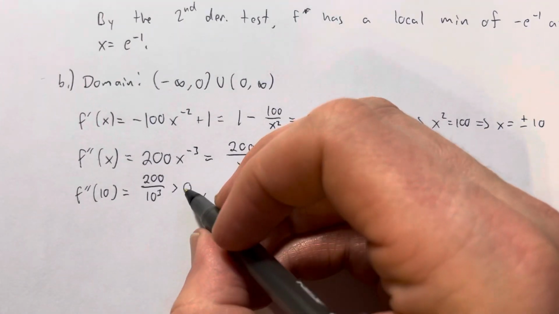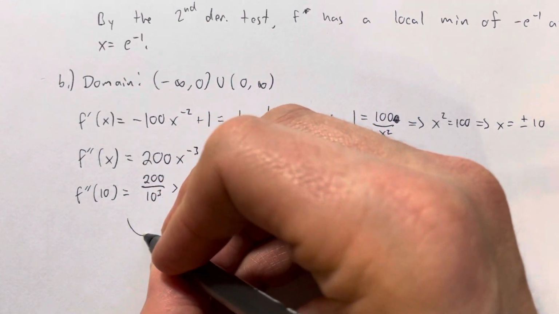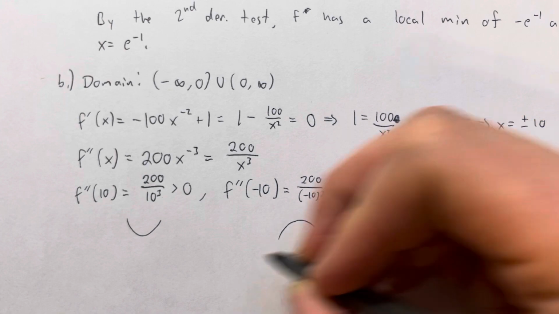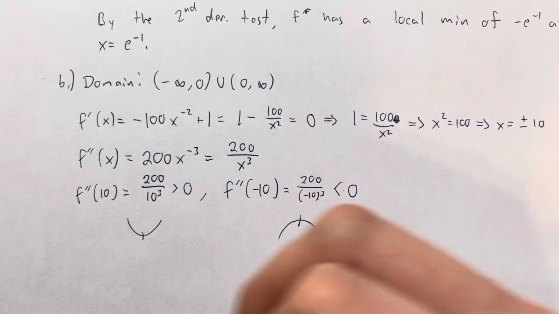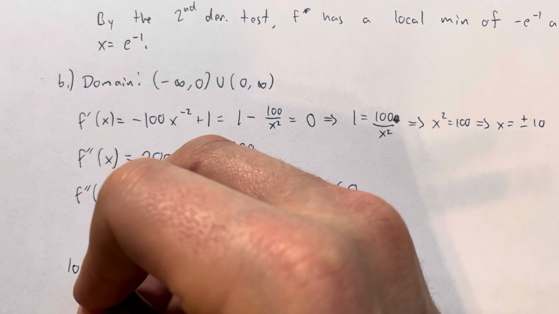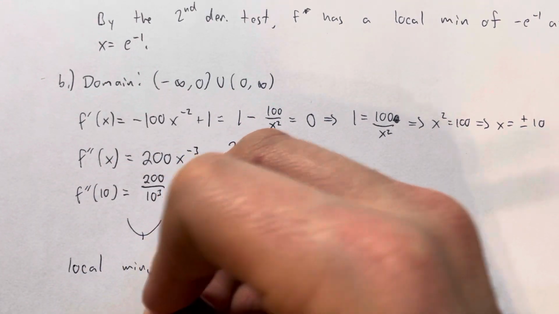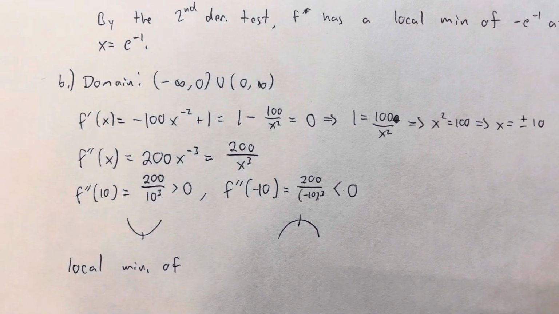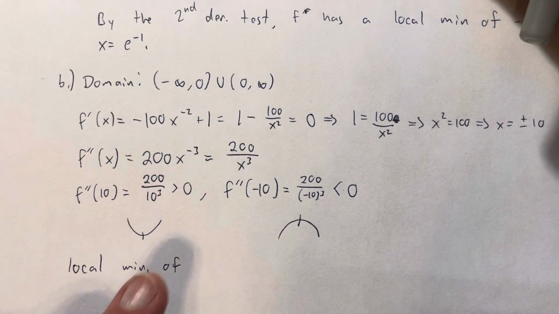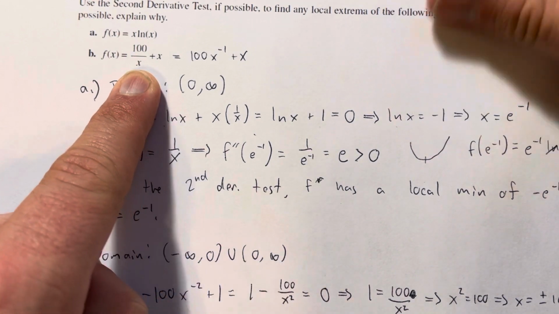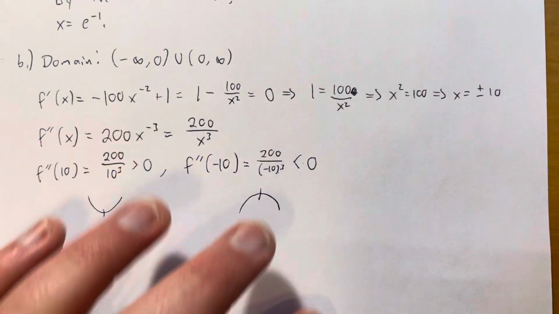In this first case, positive second derivative means we are concave up. Negative second derivative over here means we are concave down. So I have a local min and a local max. Summarizing this, we have a local min of, now what is that local minimum equal to? Well, remember, you have to plug these values back into the original function to determine what that's equal to. So let's do that over here.